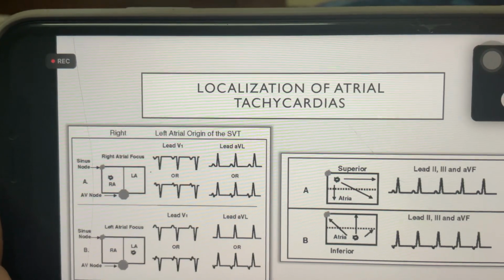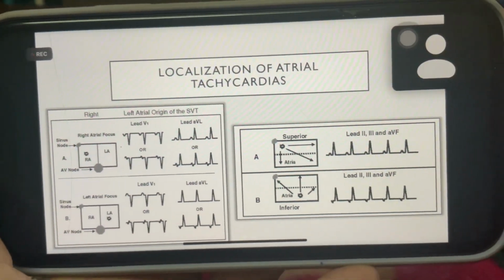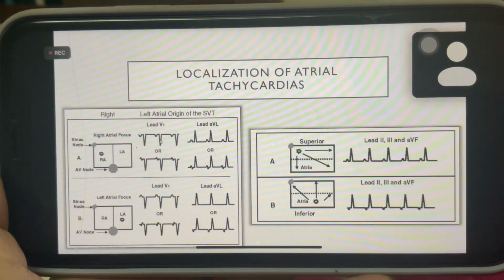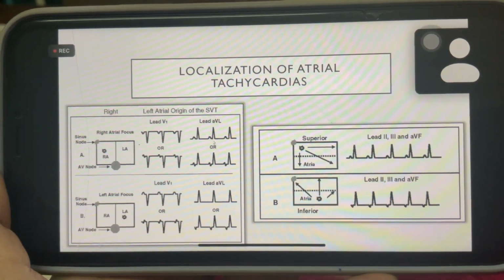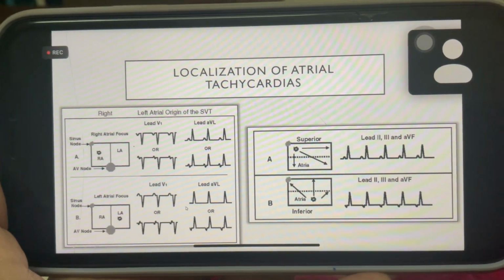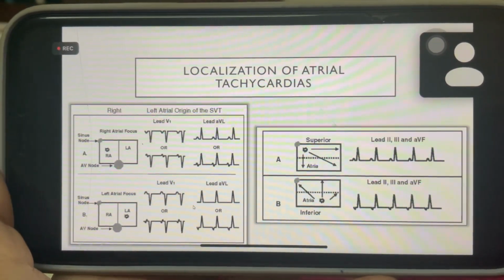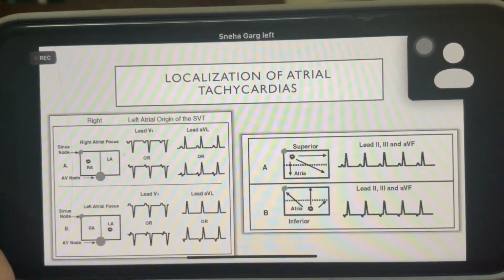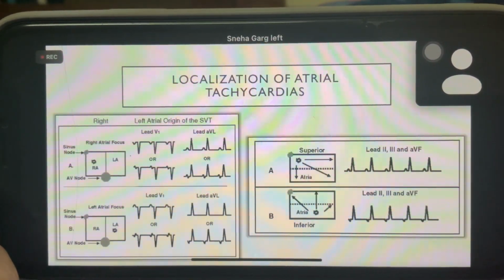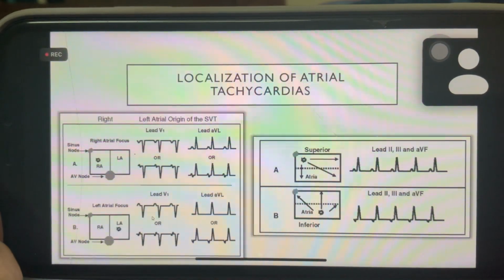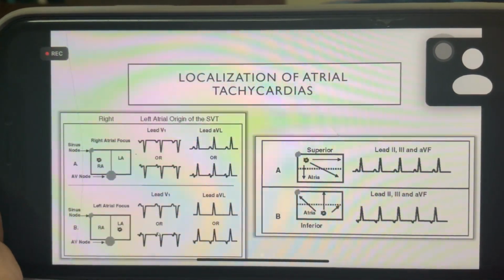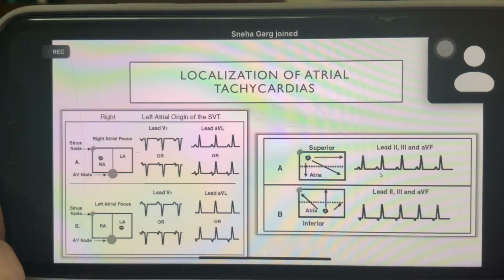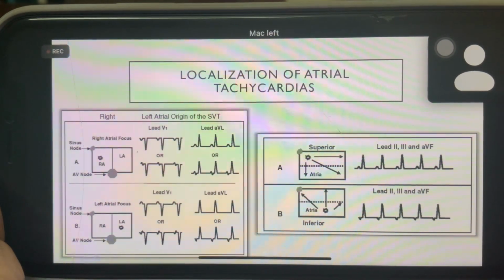Localization of atrial tachycardia is very small here. In a very short way, for right-sided pathways, you will have lead V1 which can be negative, positive, or negative, and aVL which can be positive or negative. For the left side, there are again very good algorithms, but this is a gross way of identifying, because here we are trying to know there is an atrial tachycardia, and localizing it is a different picture. If it's on the left side, you will have lead I which is positive or negative, and aVL which can be negative or neutral. Of course, lead II, III and aVL positive means superior, and II, III and aVL negative means inferior side.